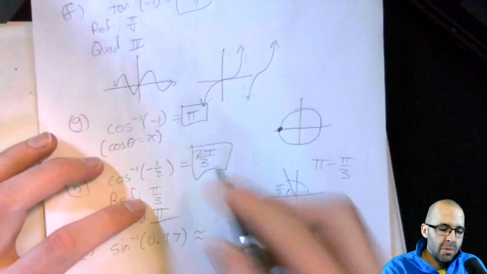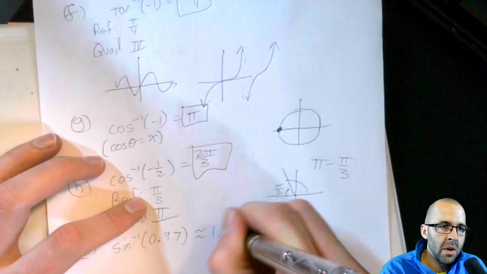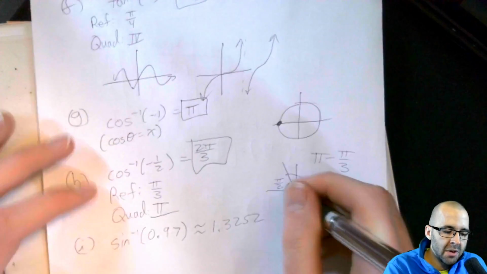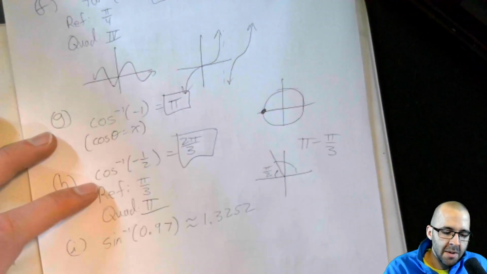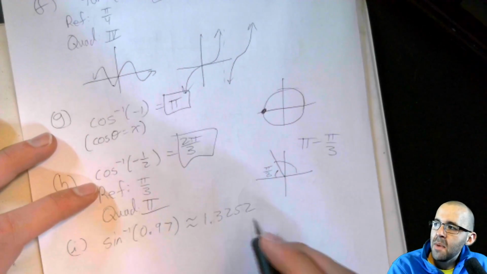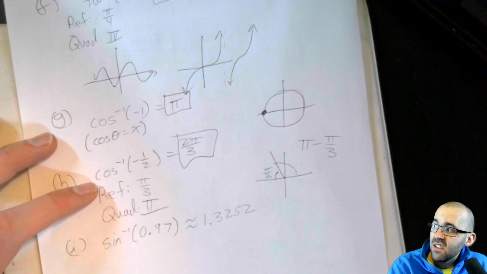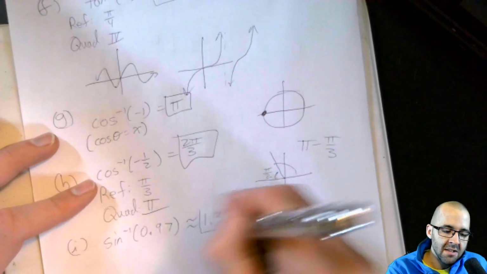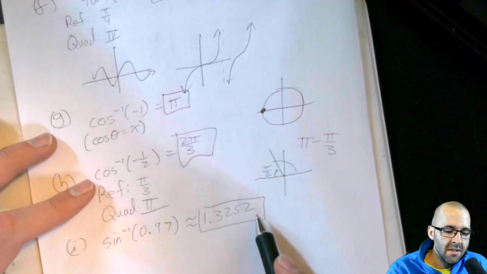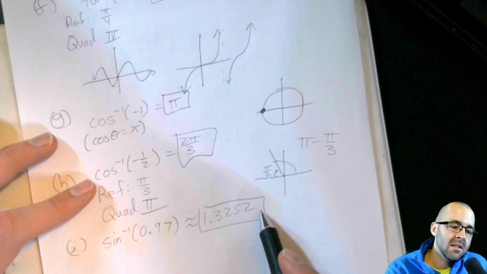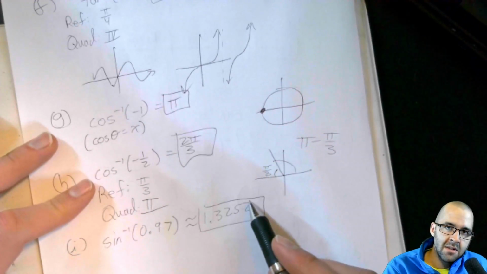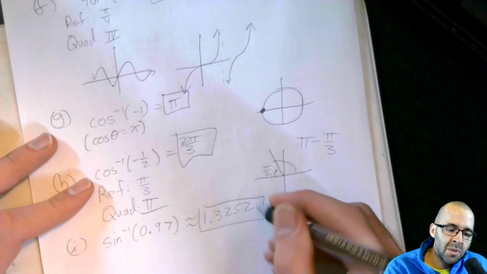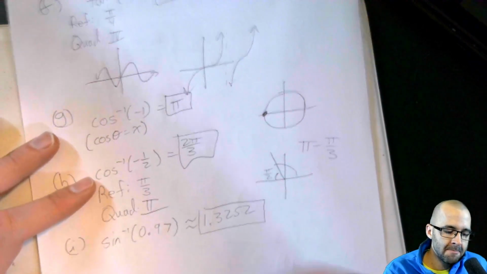0.97 is approximately 1.3252. 4 decimal places is pretty good. But if I ask you, I will tell you how many decimal places I want. And remember, going back all the way to chapter 7, if I write it like this, with no units, that means radians. If your calculator is set to degrees, you need to specify degrees. Okay? No units means radians, degrees means degrees.